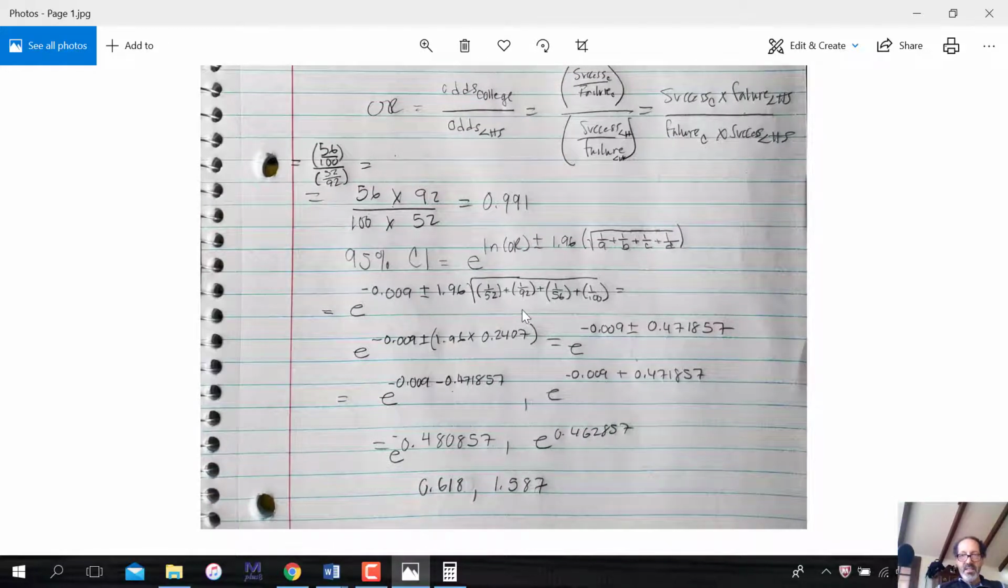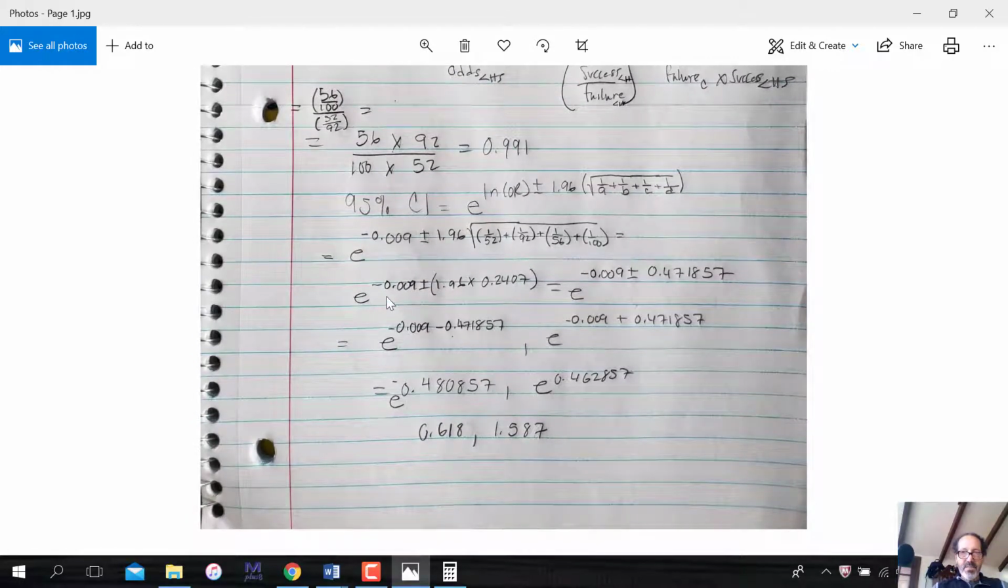And I went ahead and did this calculation. Each of these is a summation of these inverses right here. And what do we get? We get minus 0.009 plus or minus this value, 0.0471857. Next step I do, and you should do this whenever you do this kind of calculation, is just separate them into the lower confidence limit and the upper.